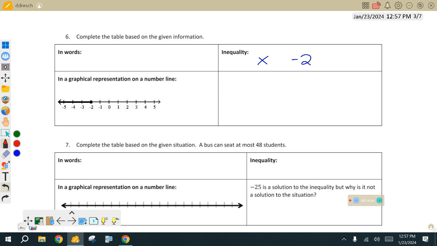We can see it's going less than, and it's going to be the equal to, because the dot is closed. Less than or equal to, what is it? Negative 2. That's all we mean by in words. If you can do these three things all together, you're looking great.